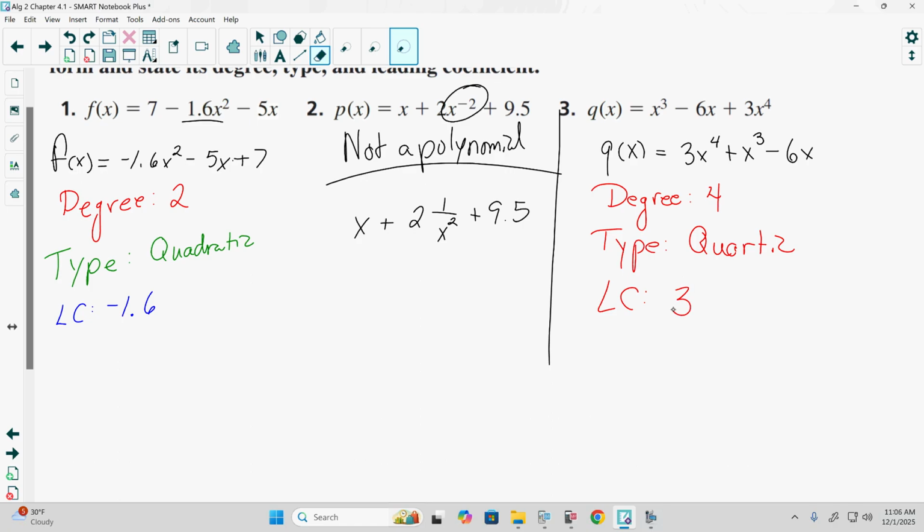Questions on determining if an equation is a polynomial, finding the degree, type, leading coefficient, and writing it in standard form. Pretty good with that there. We're ready for the next piece.